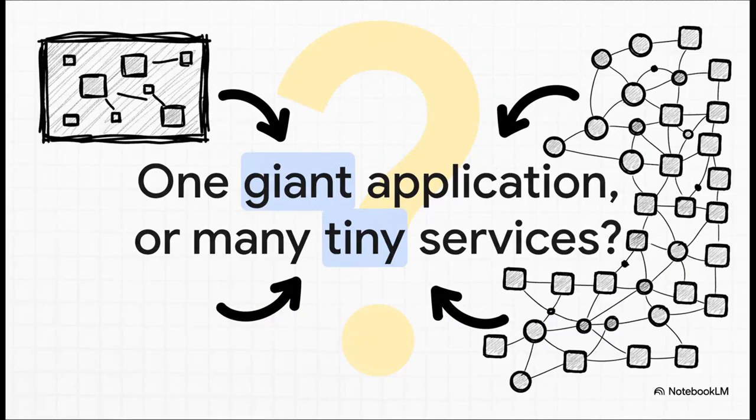At its heart, the entire debate really just boils down to this one simple question. Do you build your application as one single, massive system, or do you break it down into dozens, maybe even hundreds of tiny little independent services that all have to talk to each other? That's the choice we're unpacking.